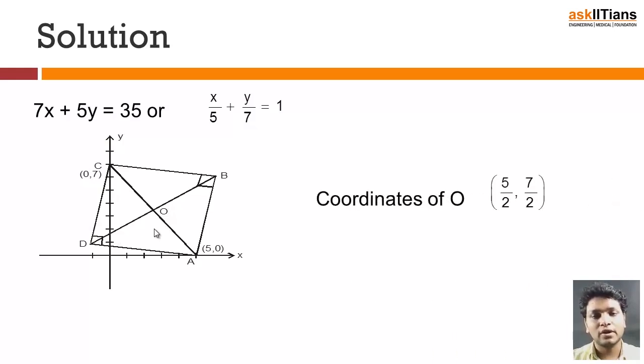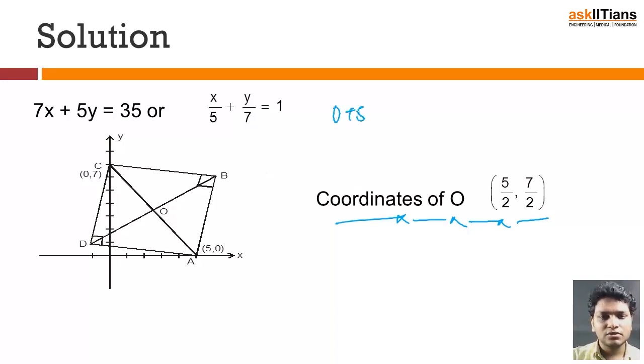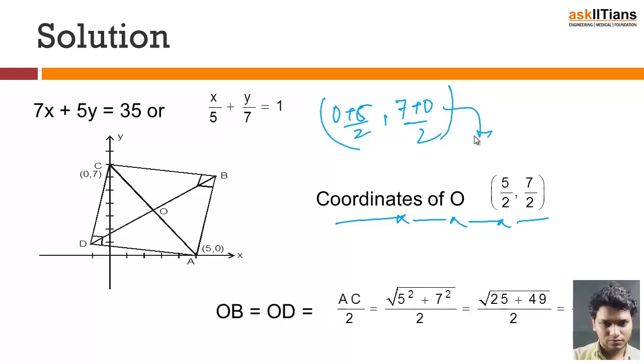And how are we going to find out? Because we know that diagonals of a square get bisected at their point of intersection. So it is very easy for us to find out the coordinates of the point of intersection. The coordinates of the point of intersection can be written as (0 plus 5)/2 and (7 plus 0)/2. Hence the answer is (5/2, 7/2).